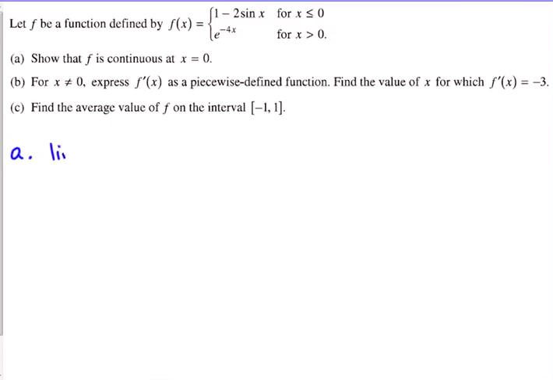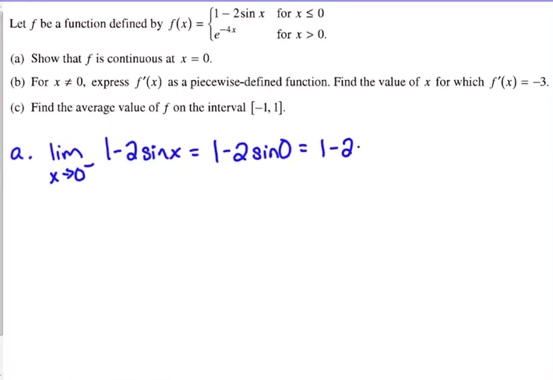So we need to evaluate the limit as x approaches 0 from the left. Well, that would be of 1 minus 2 sine of x. So that's equal to 1 minus 2 sine of 0. The sine of 0 is 0, so that's 1 minus 2 times 0, which is 1. The limit as x approaches 0 from the right is e to the negative 4 times 0.